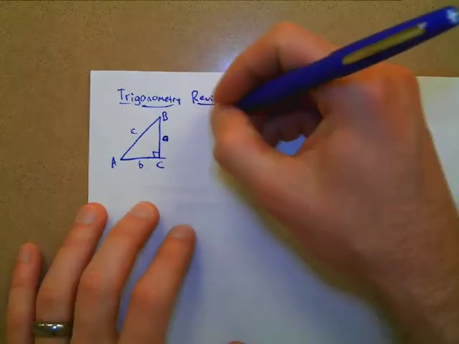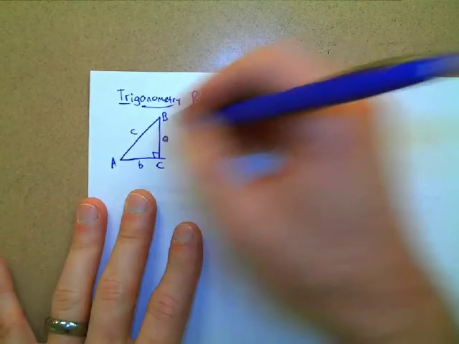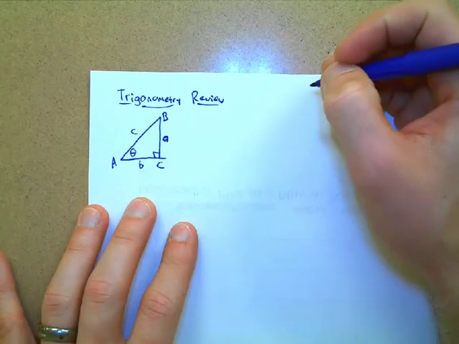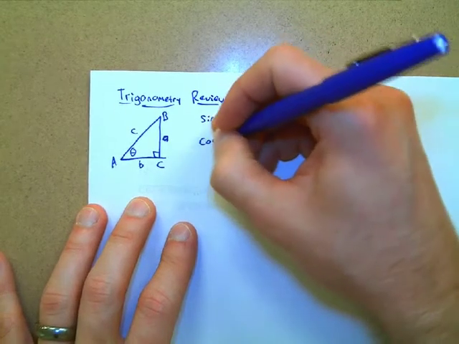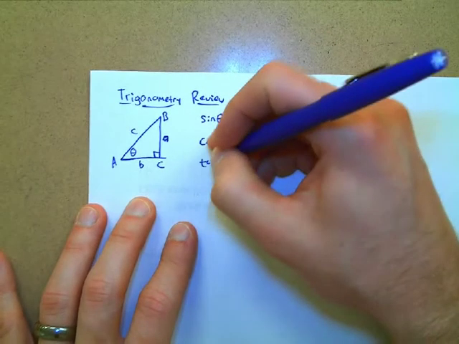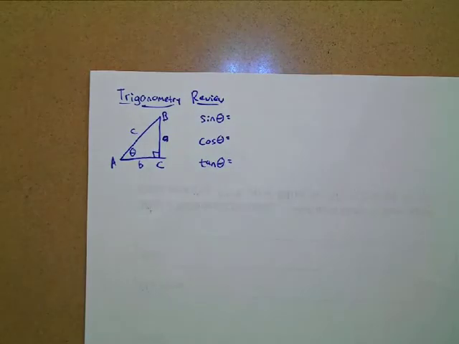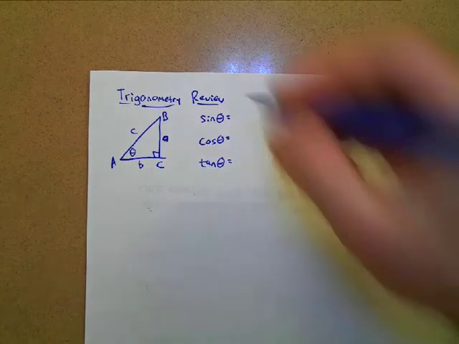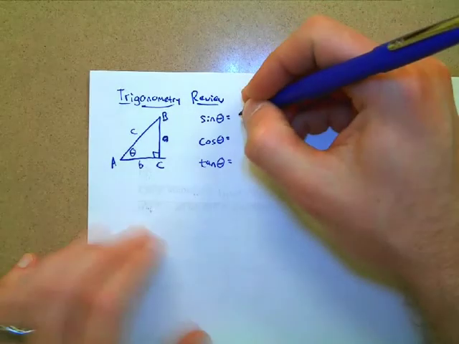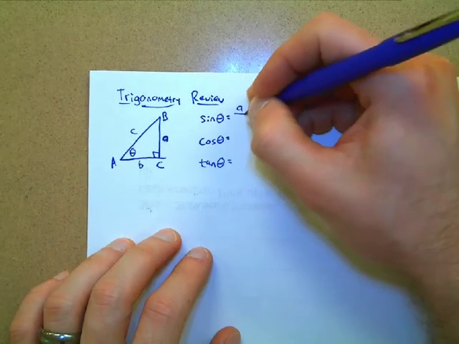I'm going to put theta in here too. Okay, and let's redo sine theta, cosine theta, tangent theta again. So what would sine of theta be here in this case? Opposite over hypotenuse. So in this case, that would be what over what? Yes, A over C. Good.